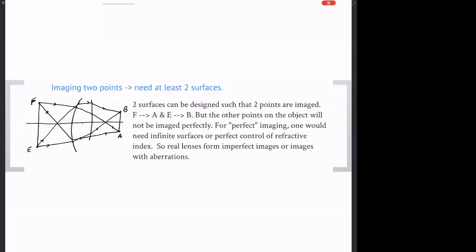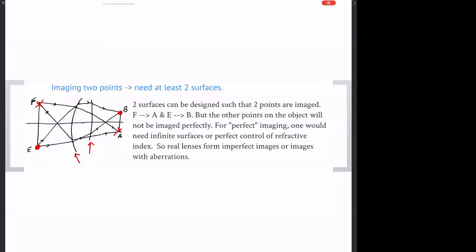So if you have 2 points, you need at least 2 surfaces. You can actually show this. So the 2 surfaces can be designed such that 2 points, in this case, E gets imaged to B and F gets imaged to A. And the key thing to keep in mind is that now we have 2 degrees of design freedom here. And you can show that you need these 2 in order to be able to map 2 points to 2 points.